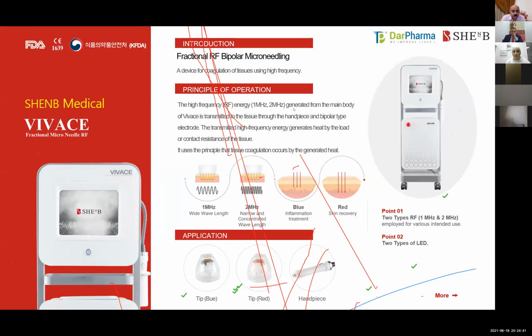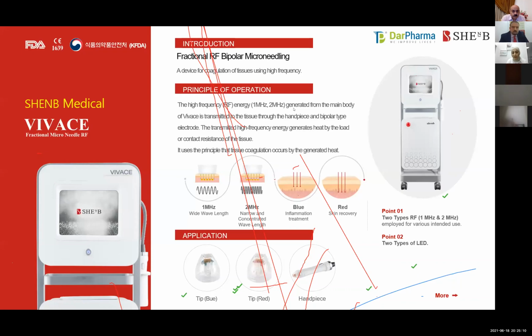So as I mentioned, we have 2 different high frequencies, 1 megahertz and 2 megahertz. We also have different LED lights in these needles. The blue color provides sterilization for the skin and is especially used for acne cases, and the red diode color is used to stimulate the collagen and elastin.